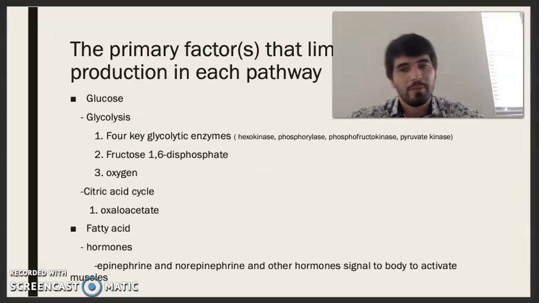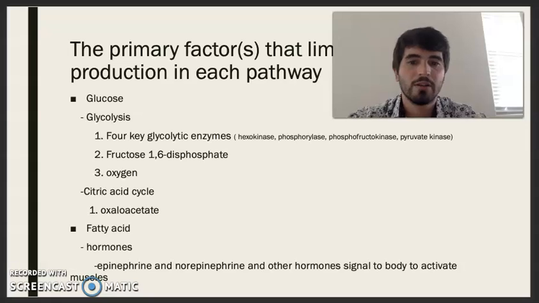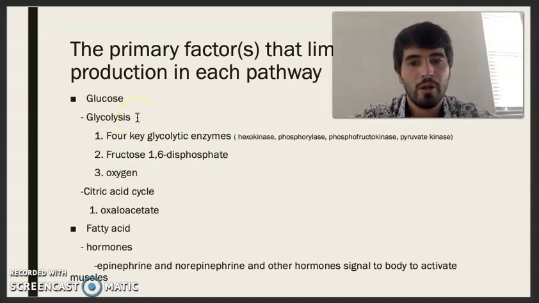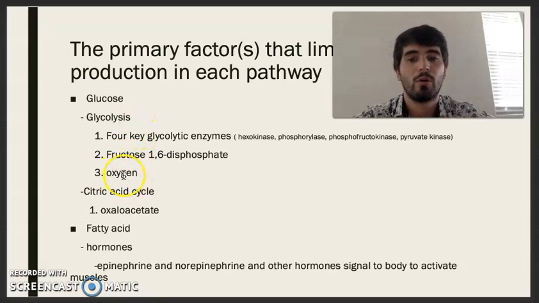Primary factors that limit ATP production for glucose and glycolysis could be the key glycolytic enzymes, like the ones here, such as fructose. Without these, we wouldn't be able to go through glycolysis. Then there's lack of oxygen, as we went over. If oxygen is not present, you're only going to get from one glucose molecule about 5% of the energy that you could totally get. So a lack or too much oxygen could limit ATP production in that pathway.